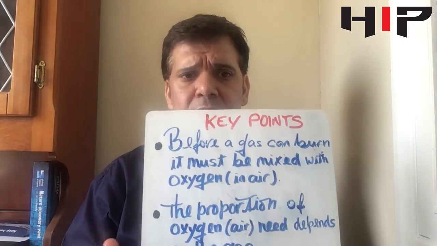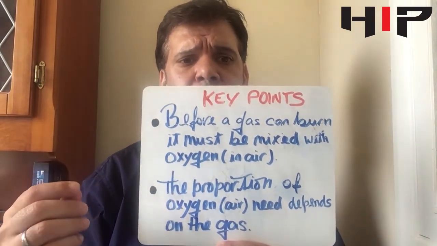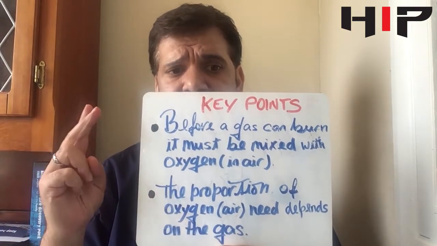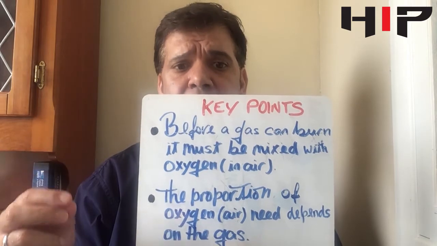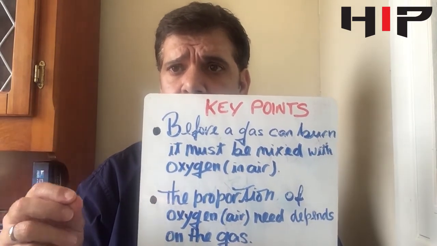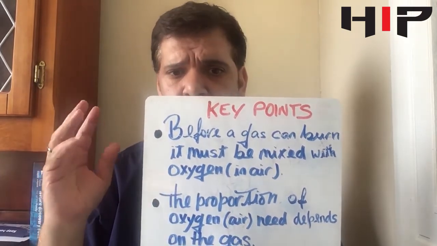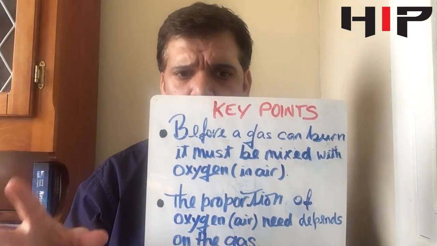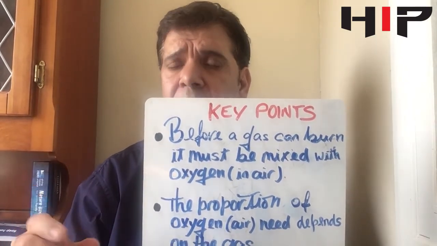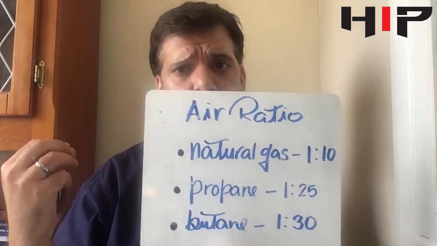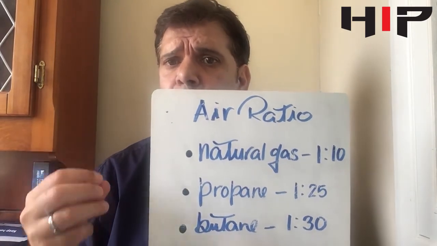So the key points from today, the key elements we can learn from today. Before a gas burns, it must be mixed with oxygen. That's the first key point. The second point is the proportion of oxygen needed depends on the gas. So always remember that. Before a gas burns, it must be mixed with oxygen. The proportion of oxygen needed depends on the gas. And also remember the table, the air ratio: natural gas 1 in 10, propane 1 in 25, and butane 1 in 30.